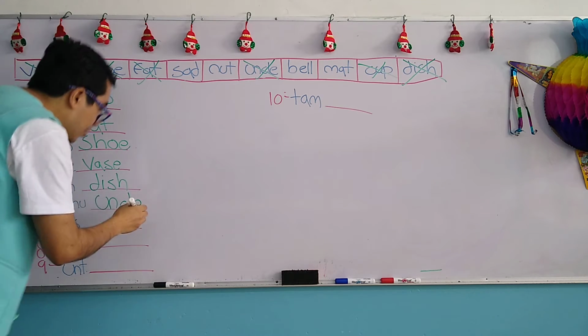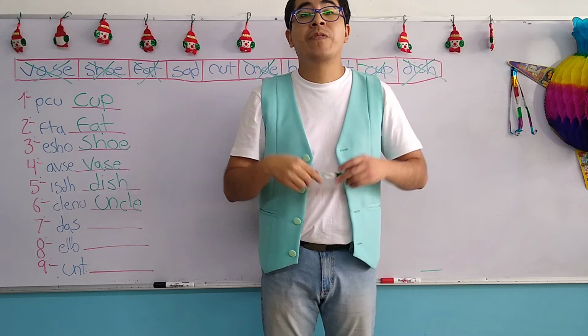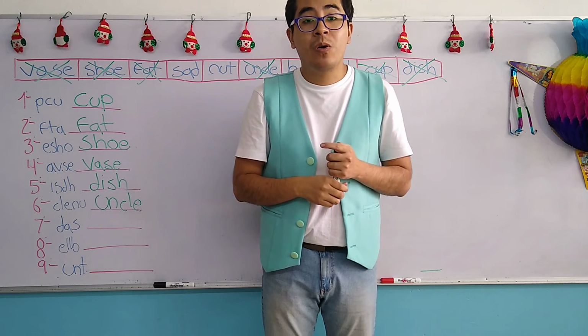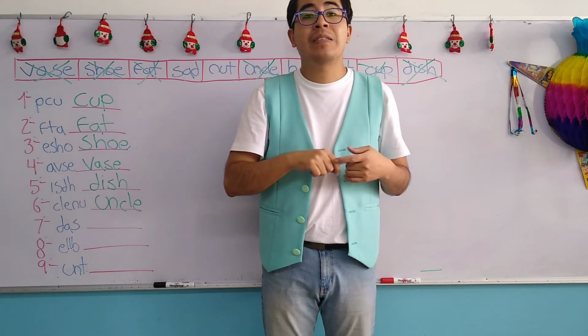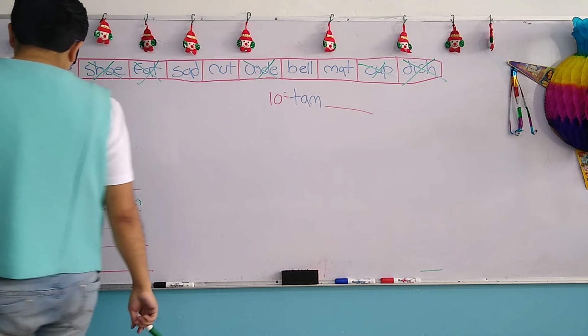Now, what is uncle, teacher? Uncle is the brother of your father, el hermano de su papá. That is uncle. Or in Spanish, we know it as tío. Okay? Very good. Let's continue with number 7.